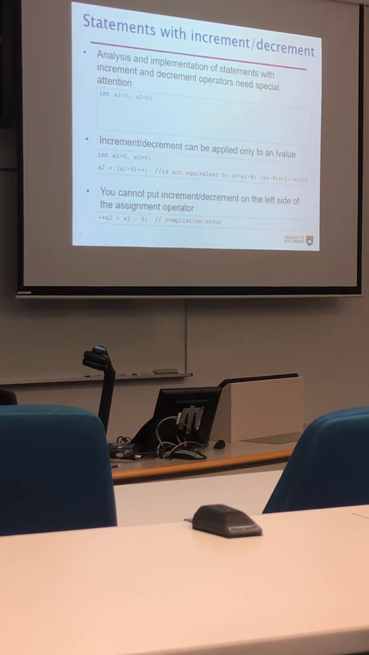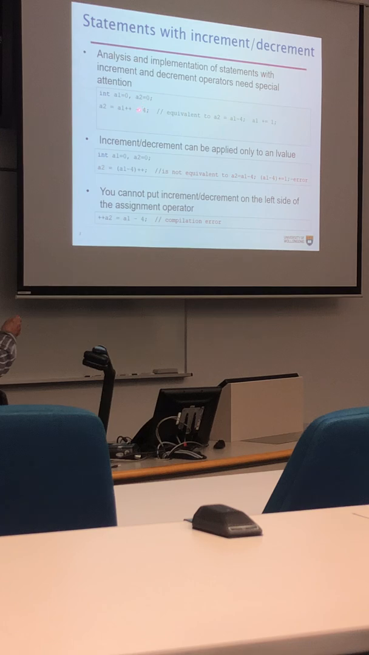Analysis and implementation of statements with the increment and decrement operator need special attention. Let's say, for example, suppose I have int a1 = 0, a2 = 0. If I say a2 = a1++ - 4, what does that mean? We look at the R value. The compiler will say a2 is equal to a1 minus 4. a1 equal to 0, so a1 minus 4 becomes minus 4, right?